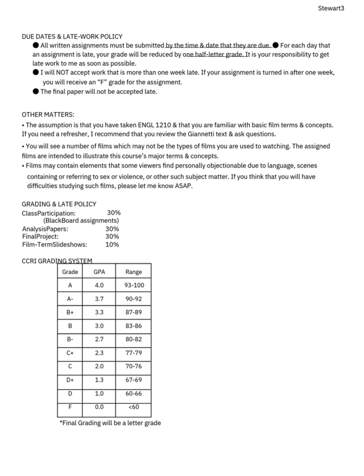Grading, you'll see participation is 30%. That is Blackboard assignments primarily. We're going to have 2 analysis papers, 2 3-page analysis papers, 30%. The final project is going to be a video project, or could be a podcast in some cases, or a screencast like this. That's 30%. And then we're going to have 3 film term slideshows where you're going to create a slideshow, download it as a PDF, and post that in Blackboard, and that's 10%.